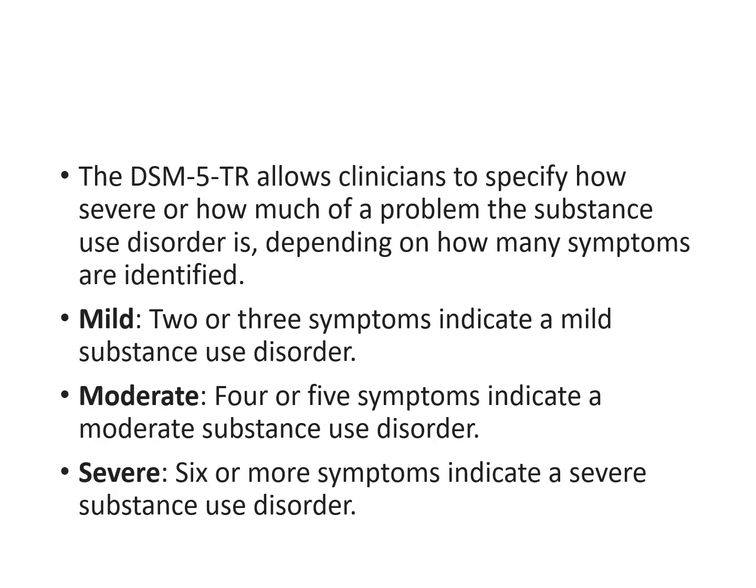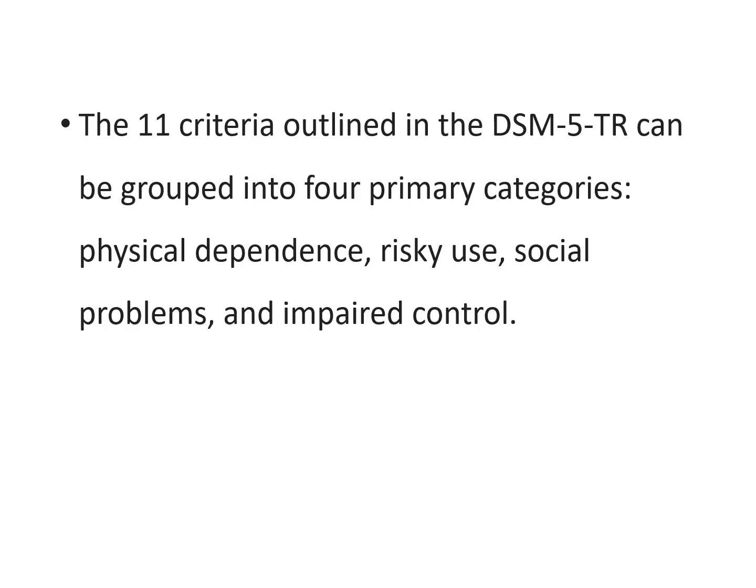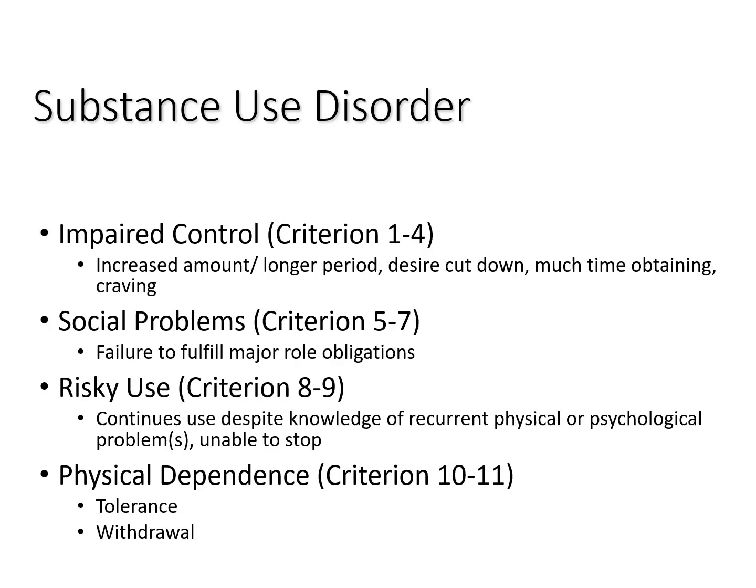The DSM-5 has it where it can be specified mild, moderate, or severe. So 2 or 3 of those symptoms on the previous slides, that's mild. 4 or 5 is moderate. 6 or more is severe. It can be grouped into 4 categories: physical dependence, which is tolerance and withdrawal; the risky use we talked about; social problems; and impaired control. Impaired control is the start of where it starts getting bad.